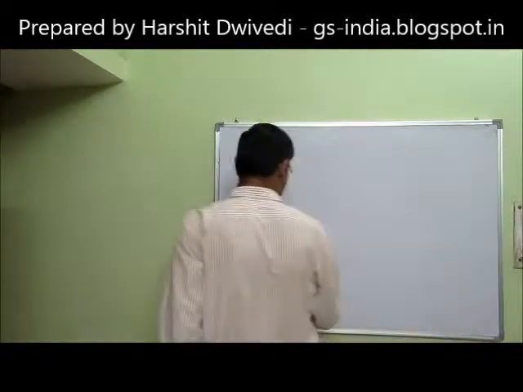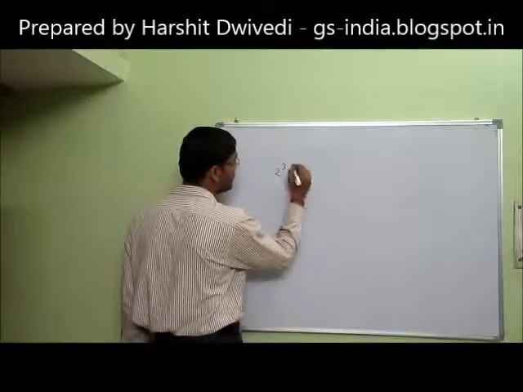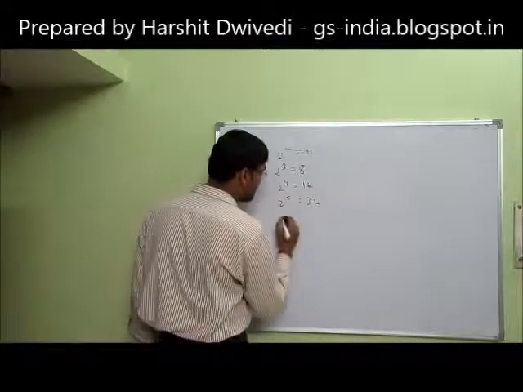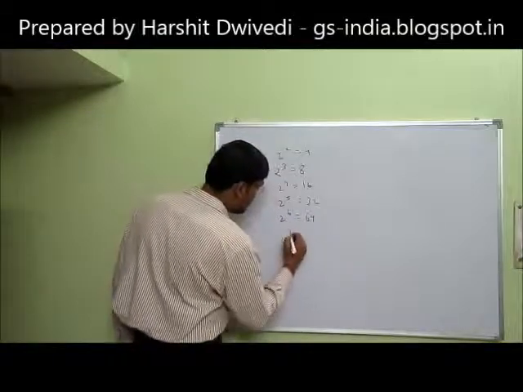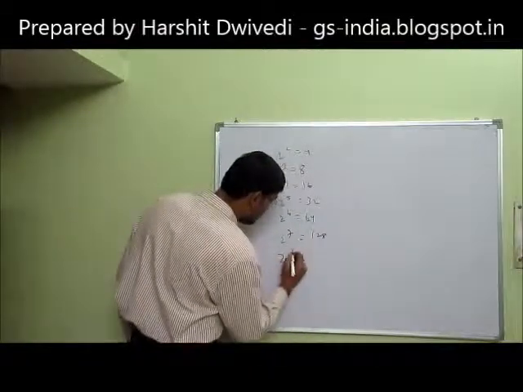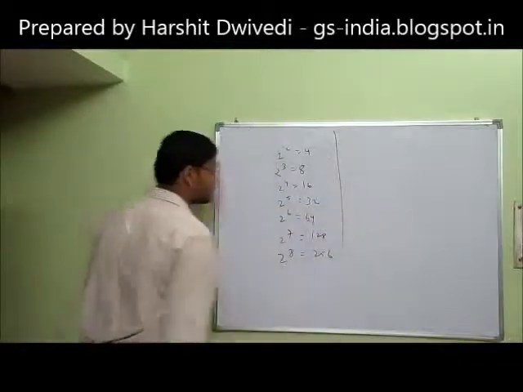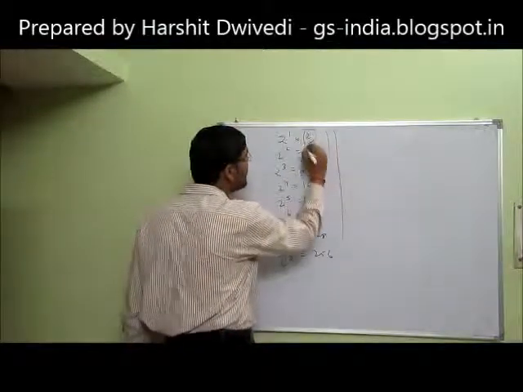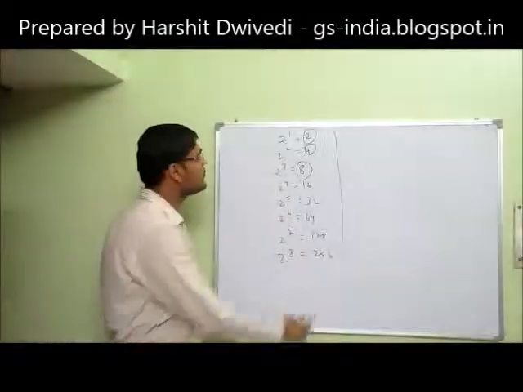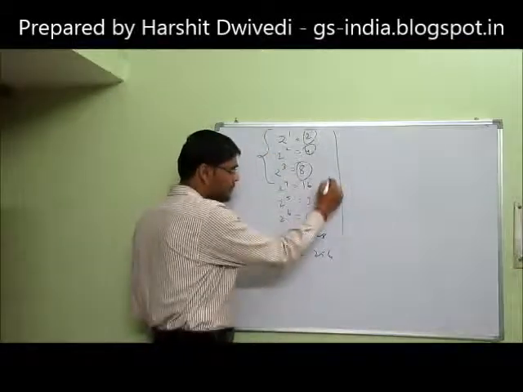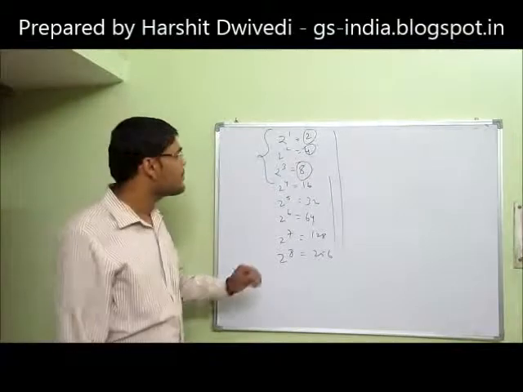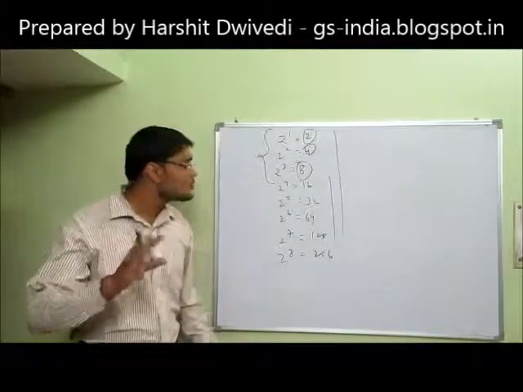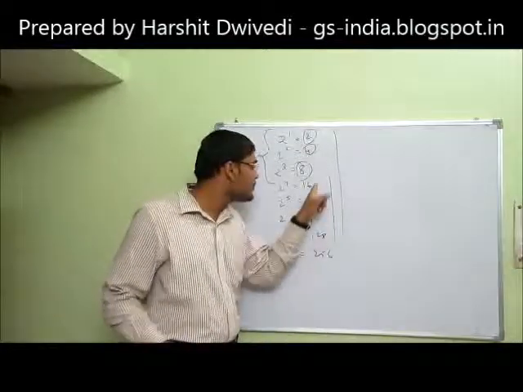Have a look. 2 to the power 3 is 8. 2 squared is 4. 2 to the power 4 is 16. 5, 32. 6, 64. 7, 128. 8, 256. The divisibility rules of 2, 4 and 8 I have already discussed. Coming to 16, 32, 64, 128, 256, the property that I have used in the divisibility rules of 2, 4 and 8 is pretty much similar to the property that will be used in the divisibility rules of 16, 32, 64, 128, 256.